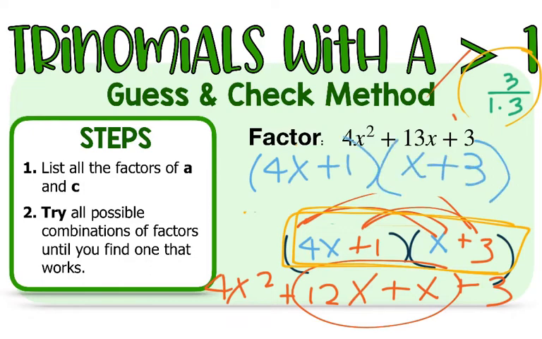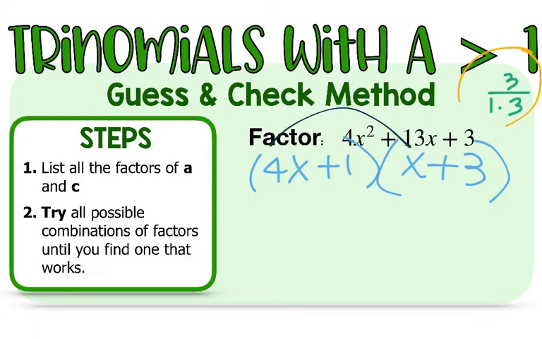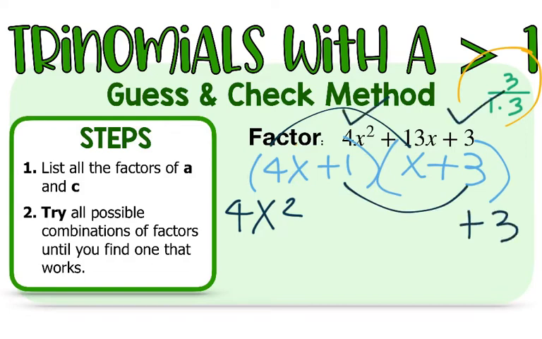When I FOILed that out, that was the only one that gave me the combination that I needed. Now, just a little trick for you in all that guessing and checking is when you check your FOILing, you know this first one's always going to work. That's always going to give you 4x squared. And you know this last one's always going to work. That always gave us the plus 3. So this whole time, we were good to go on the first term and the last term, and the part we had to make was the middle term.